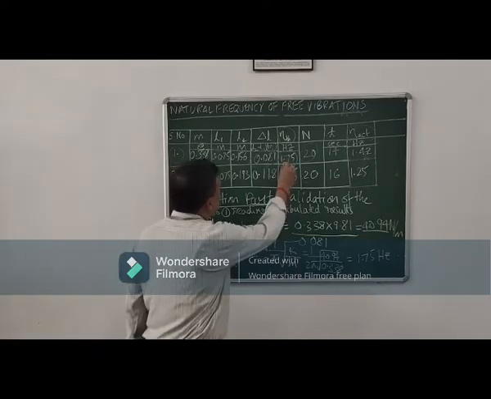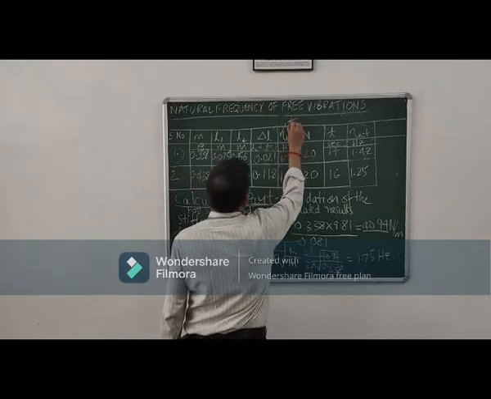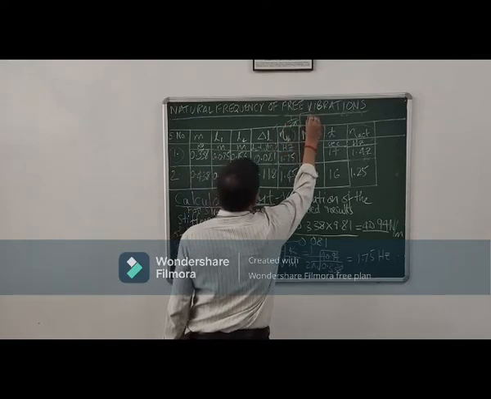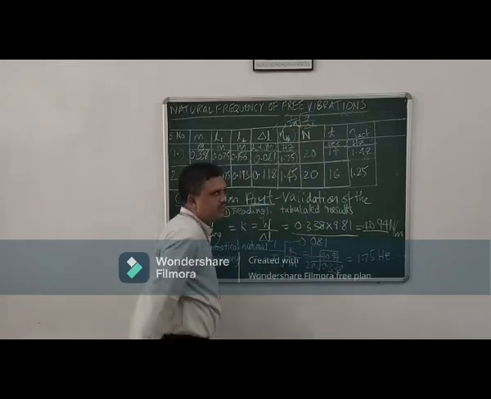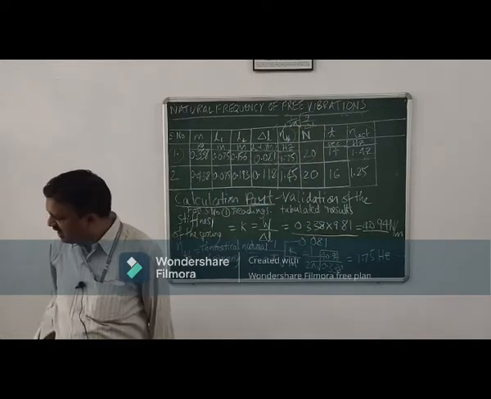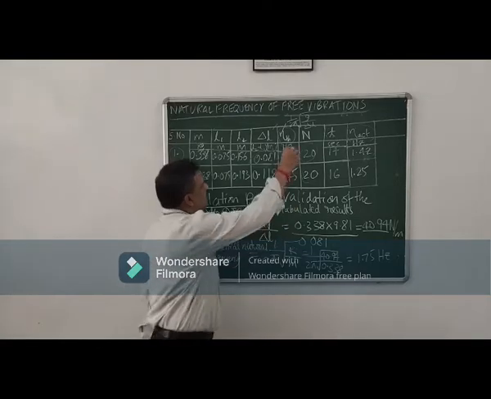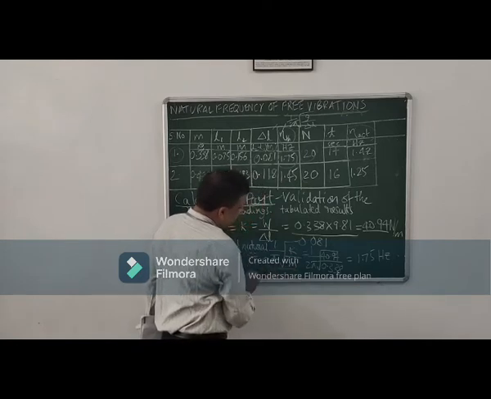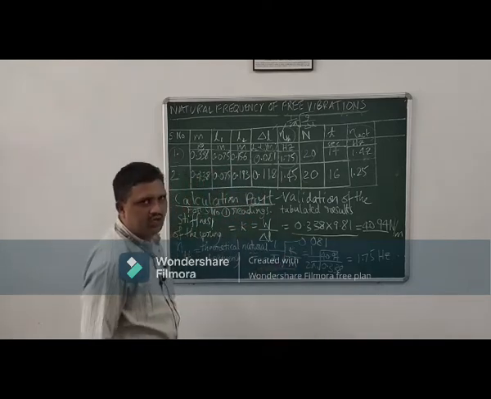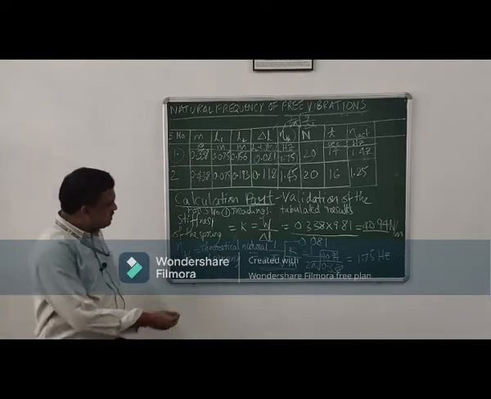So, how did we calculate for this one? We used this formula, that is 1 by 2 pi root over g by delta L. By that we calculated this theoretical natural frequency, and this is correlating well with the value obtained by this formula for theoretical natural frequency. Okay. So, this is for the first reading.